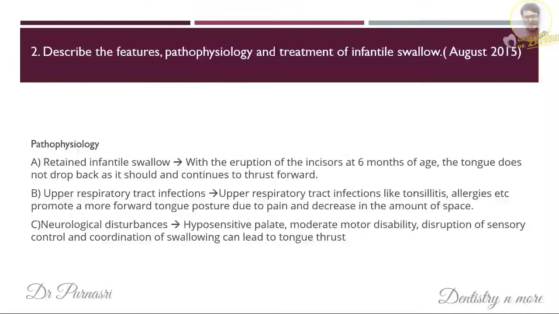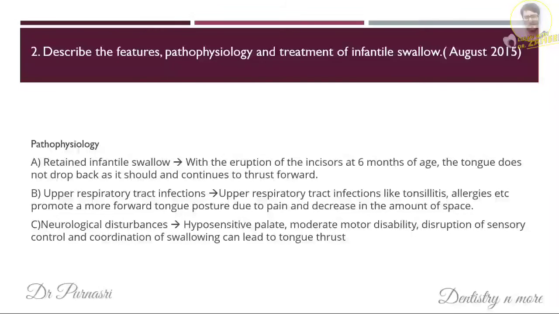Coming to the pathophysiology of retained infantile swallow, so we'll discuss the different causes that are possible. First is retained infantile swallow. Here, usually when at 6 months of age, when the incisors erupt, the tongue goes back and the infantile swallow stops. But however, if the tongue continues to thrust forward, we call it a retained infantile swallow. The second reason could be an upper respiratory tract infection. So when there is an upper respiratory tract infection like tonsillitis, allergy, because it is painful, the tongue is moved forward, and so the tongue thrusting can be seen.